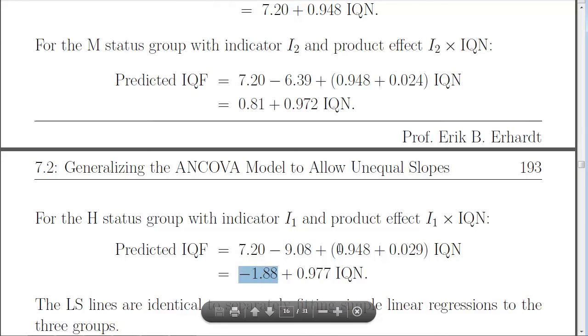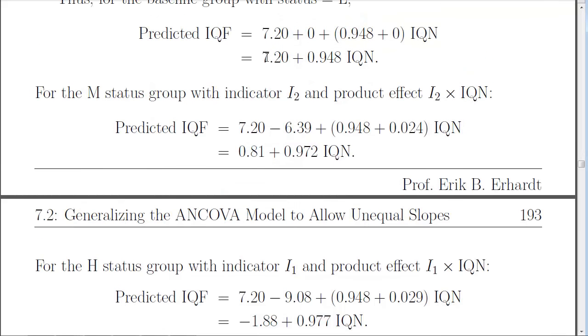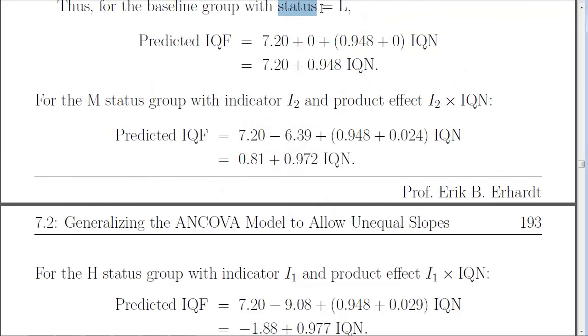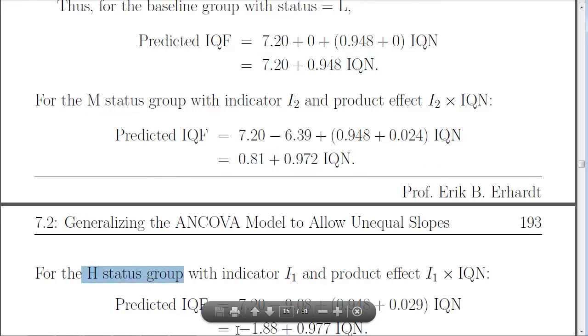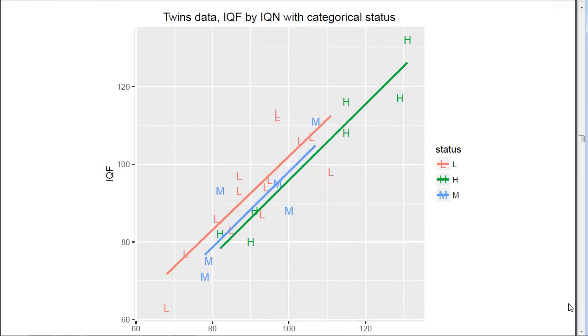And then here is the slope for the low group and the slope for the high group, combining, and that gives us the slope for the high group. And same thing up here for the medium group. Okay. And so finally, we have these three regression lines: the low group regression line, the medium group regression line, and the high group regression line. And that was, if I page back up, that is actually what is plotted here. All right, I'll page back down.